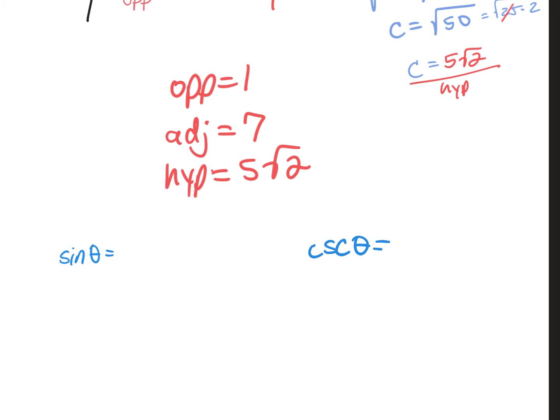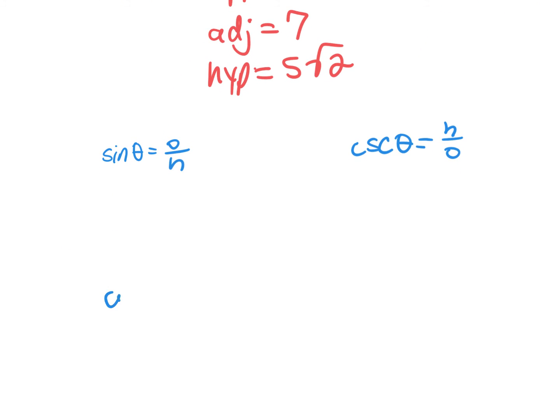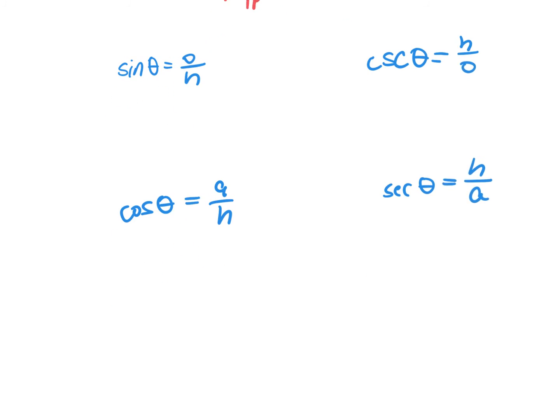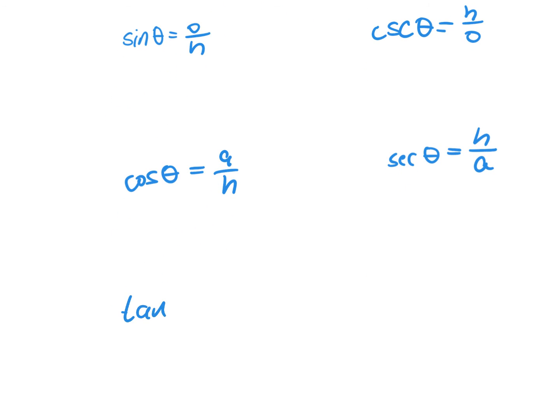Cosecant. Sine is opposite over hypotenuse, so cosecant is hypotenuse over opposite. I have my cosine of theta, which is adjacent over hypotenuse. So my secant of theta is going to be hypotenuse over adjacent, correct? You guys with me? All right. And then tangent of theta is opposite over adjacent.